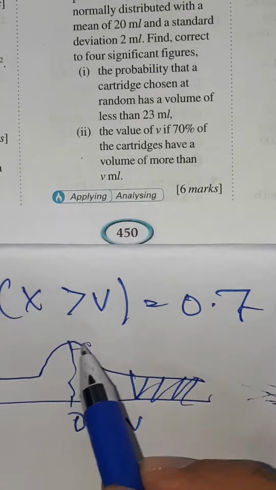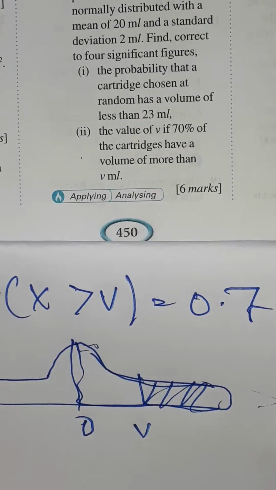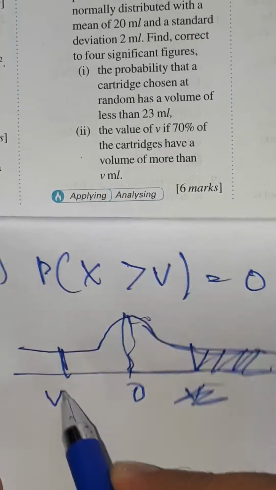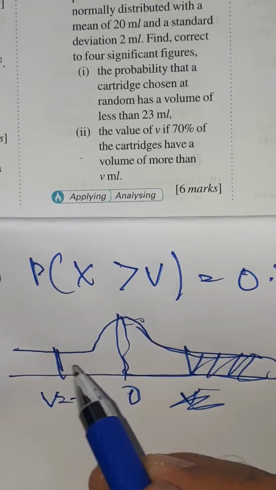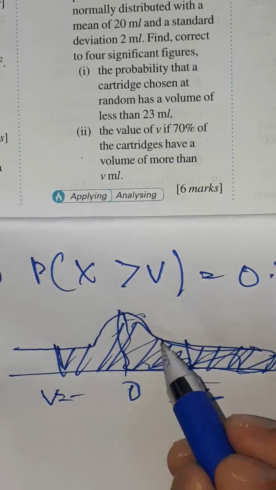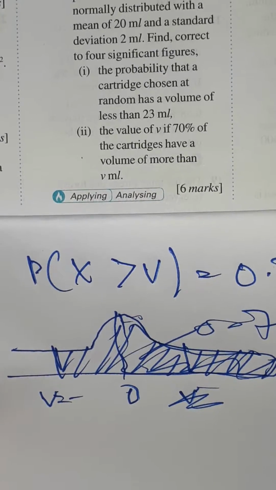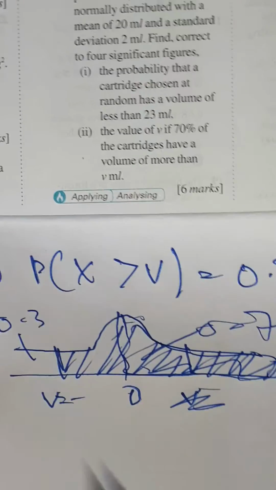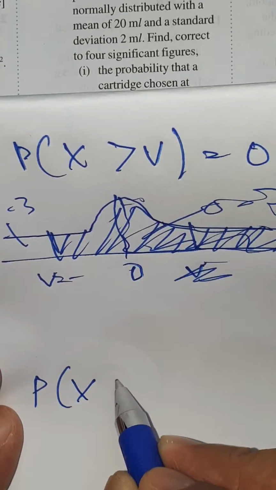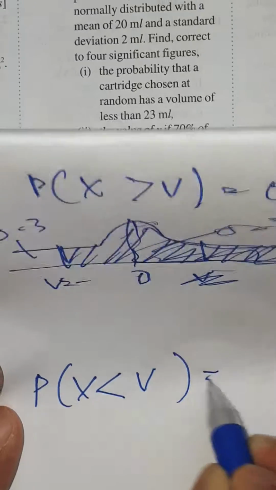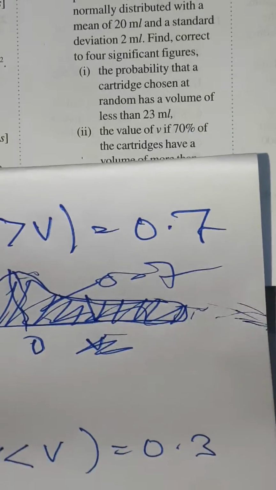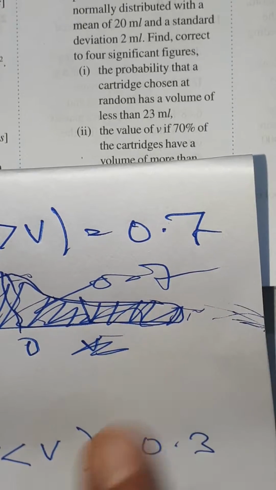Not at all, because the whole thing here will be 0.5 only. So we have to shift. V is not here, V will be here. V will be negative, because the area of the shaded region on the right side will be 0.7 and on the left side will be 0.3. So that is why you have to say P(X less than V) equals 0.3. How do I get 0.3? Because 1 minus 0.7.